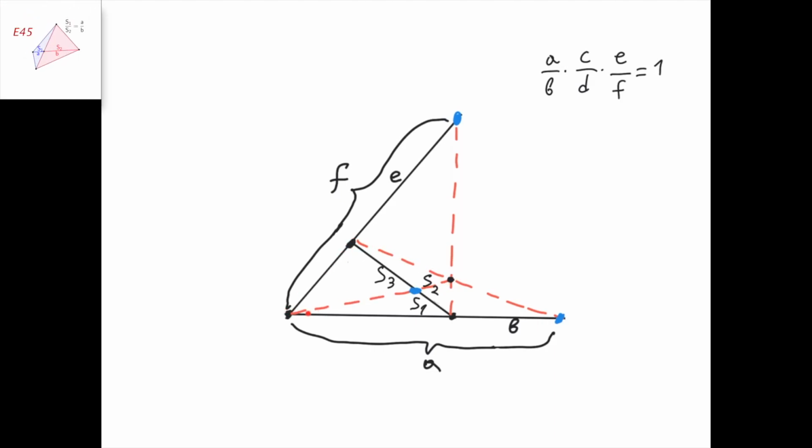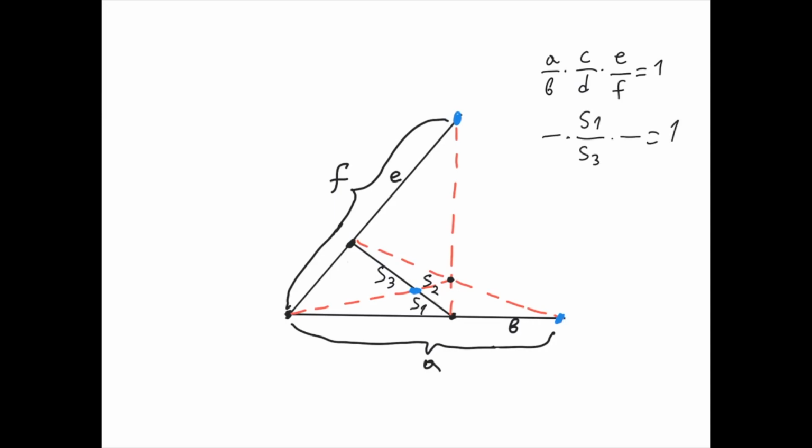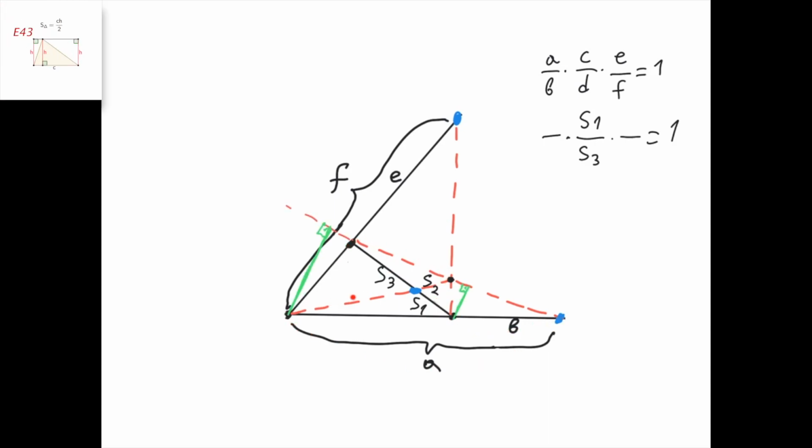Then S1 divided by S3 is this divided by this, which is C divided by D. Now let's try to prove that S3 divided by S2 equals A divided by B. Well, the area of S3 is this base times this height divided by 2. And the area of S2 is the same base times this height divided by 2.